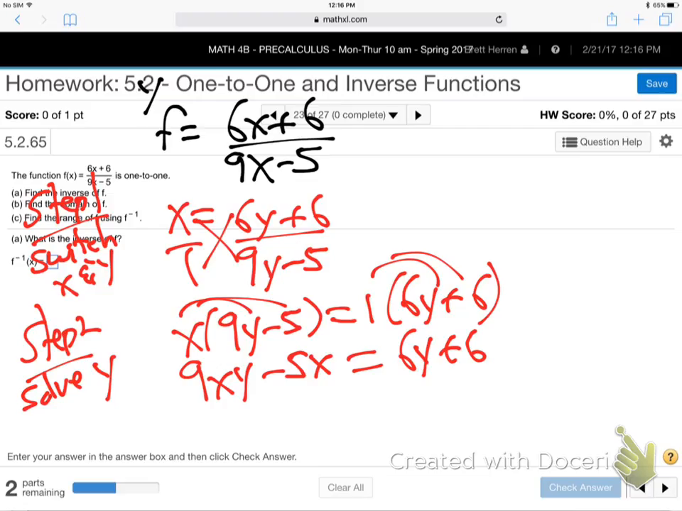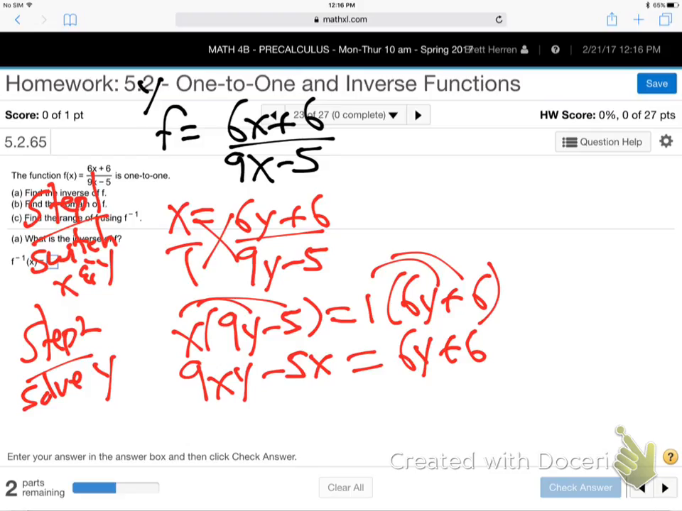Now, this is where the trick comes in. This is where it gets a little harder. Everybody good up to there so far? It's been pretty standard up to there, right? Just switch x and y, and then to solve for y, we put x over 1, cross multiply, diagonal, diagonal, distribute. Now, here's the trick.